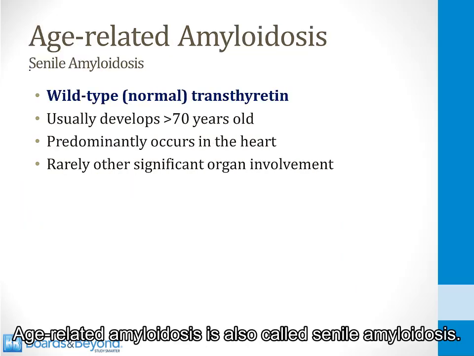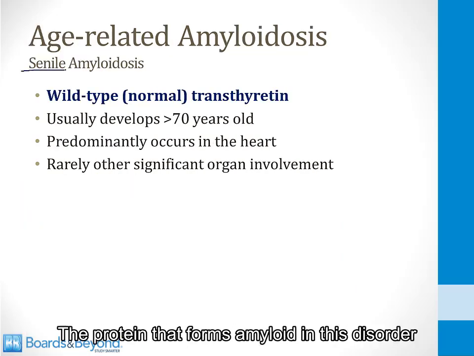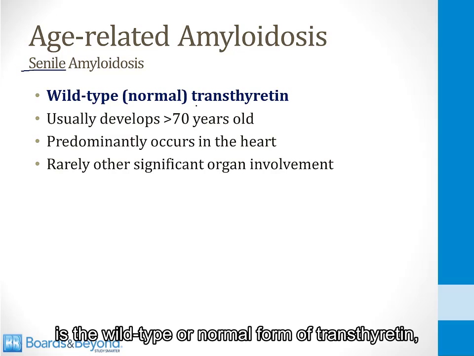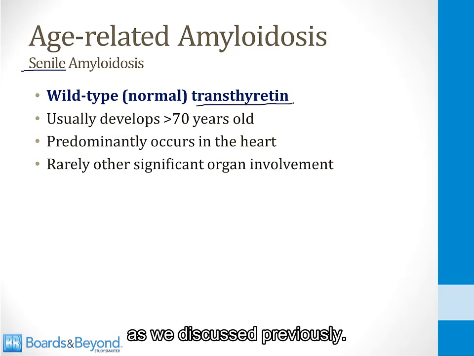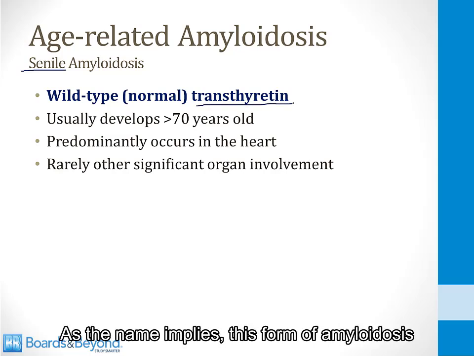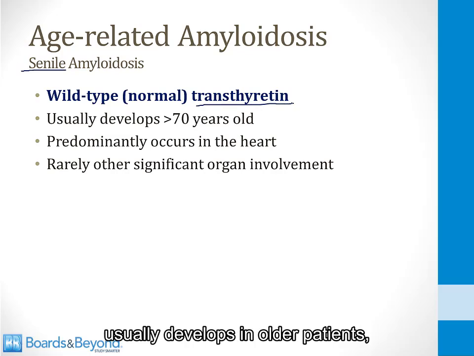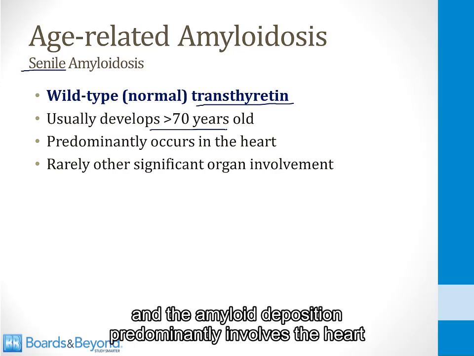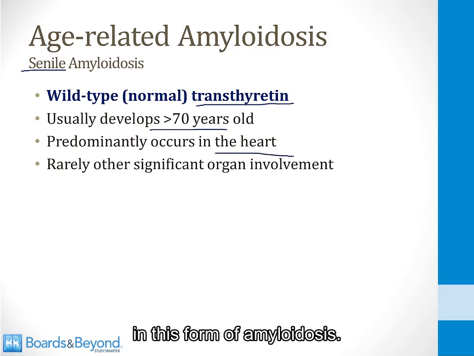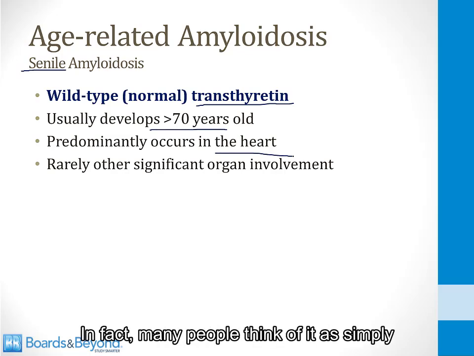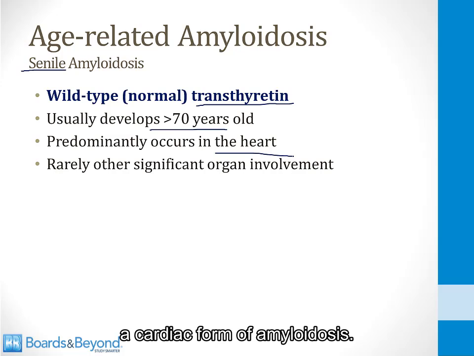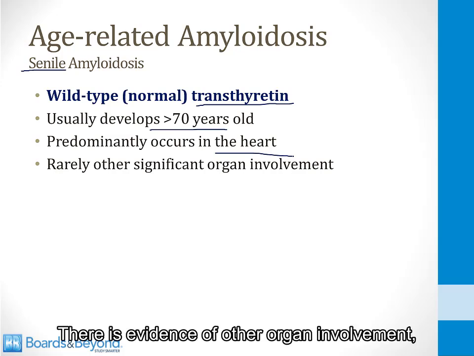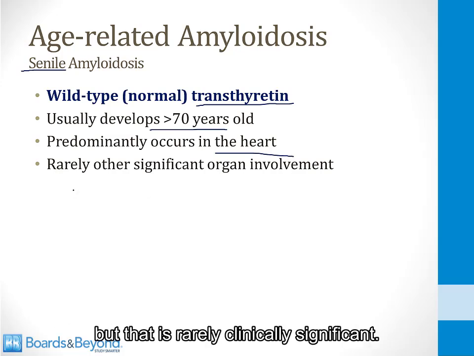Age-related amyloidosis is also called senile amyloidosis. The protein that forms amyloid in this disorder is the wild-type or normal form of transthyretin, as we discussed previously. As the name implies, this form of amyloidosis usually develops in older patients, usually over 70 years of age, and the amyloid deposition predominantly involves the heart in this form of amyloidosis. In fact, many people think of it as simply a cardiac form of amyloidosis. There is evidence of other organ involvement, but that is rarely clinically significant.